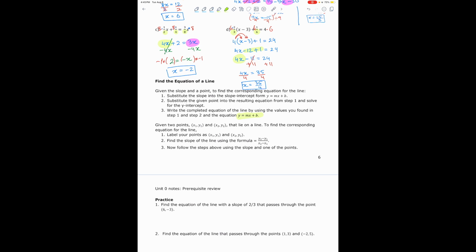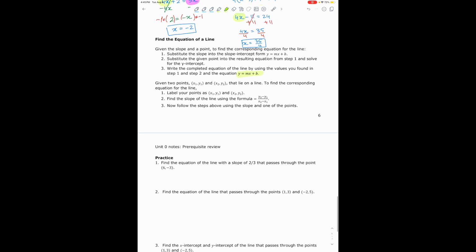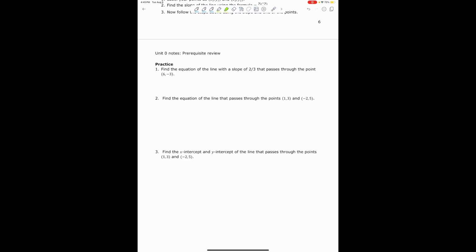After we find the slope, we're going to follow the steps that we followed in the previous method of having a slope and a point in order to find the slope and the y-intercept, and then we substitute the slope and the y-intercept into our equation. Let's see some problems here to practice the concept.